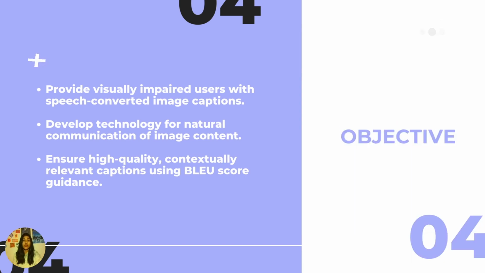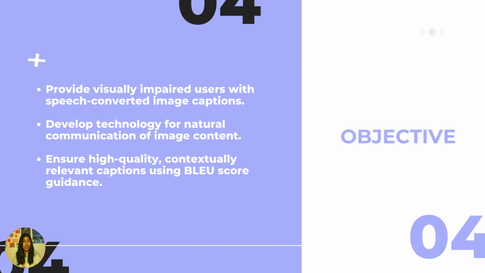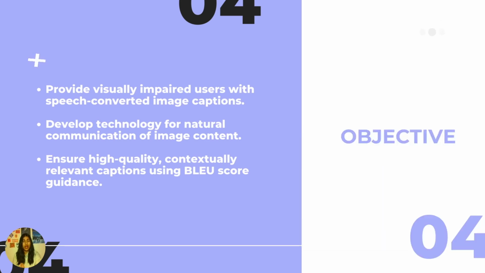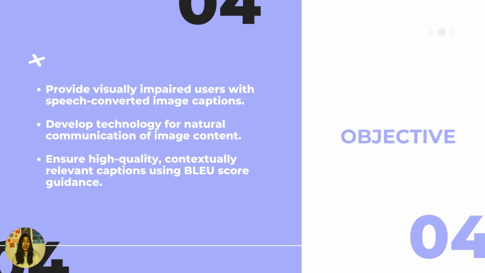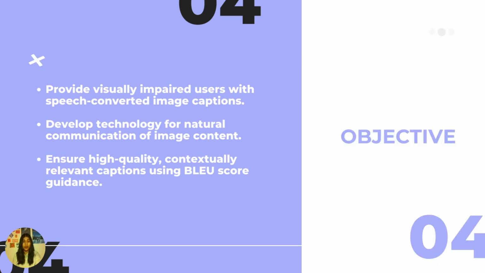So let's break down the objectives of the project. To address the accessibility challenge for visually impaired individuals by implementing a system that converts generated image captions into speech. This aims to make visual content accessible to those who rely on auditory cues, contributing to inclusivity.